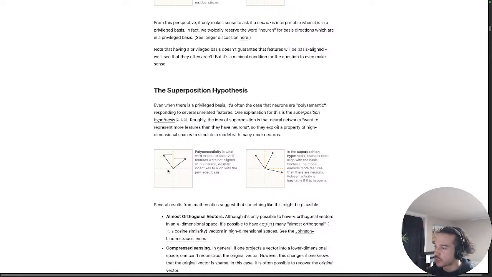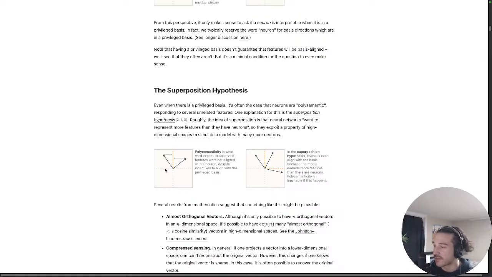And then on the right, we see that in the superposition hypothesis, features can't align with the basis because the model embeds more features than there are neurons. Polysemanticity is inevitable if this happens. So here in the diagram, we see three vectors going off from the origin, and none of them are pulled toward the axis lines. And just to read this again, in the superposition hypothesis, features can't align with the basis because the model embeds more features than there are neurons. Polysemanticity is inevitable if this happens.